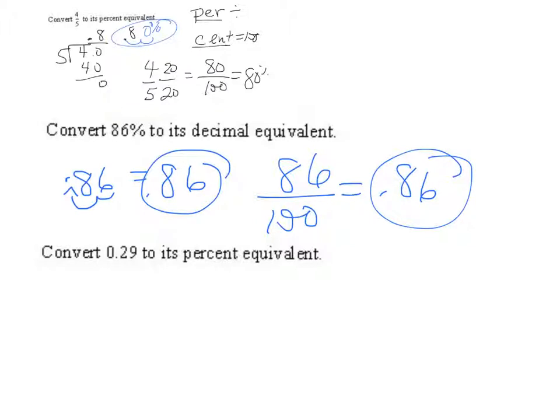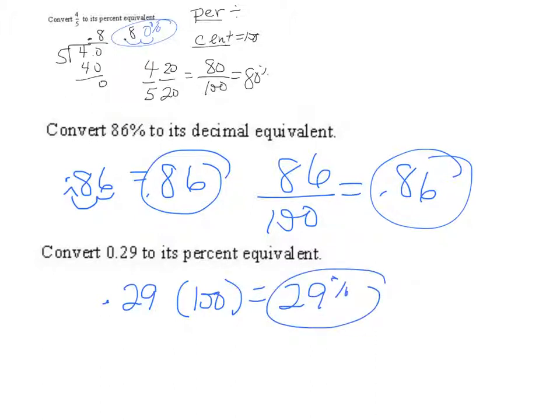To convert 29 hundredths to a percent equivalent, we're going to take 0.29 and we're going to multiply by 100, so we get 29%. So this time our decimal is moving 2 places to the right.